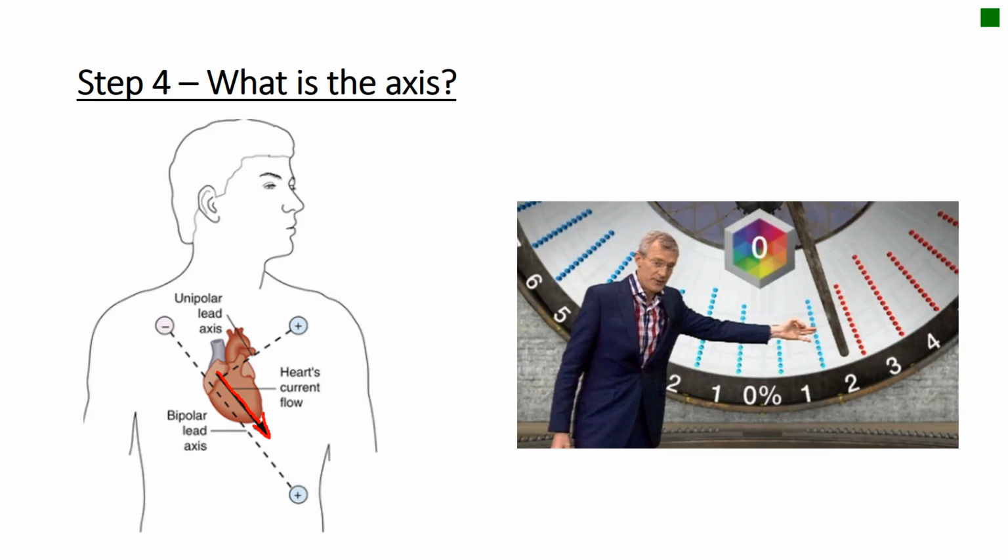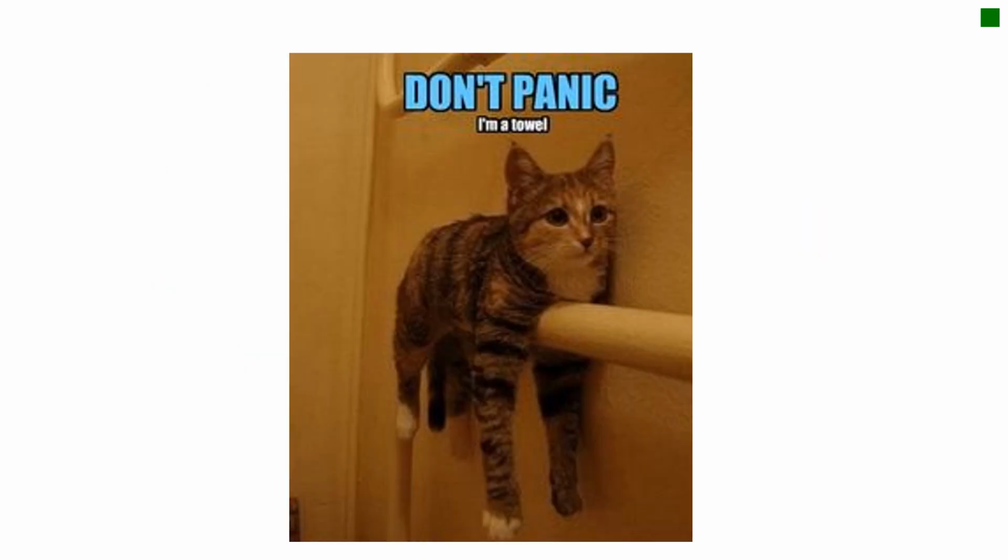This is a picture of an election night in the UK, and they use something called a swingometer as they have the counts of the votes coming in, and they say, oh, it's swinging this way at the moment. This is what it looks like at the moment with the politicians. So let's just give you the same idea. What's the average flow of current through the heart? Like I say, this is one of the most difficult things in ECGs. Don't panic. Here's a cat saying, don't panic, I'm a towel.